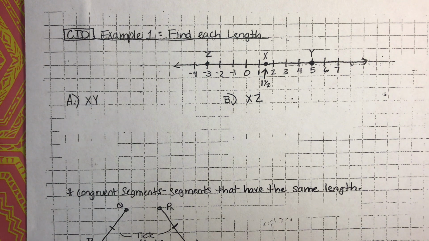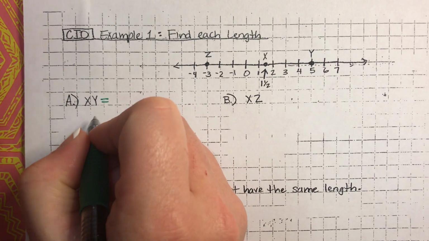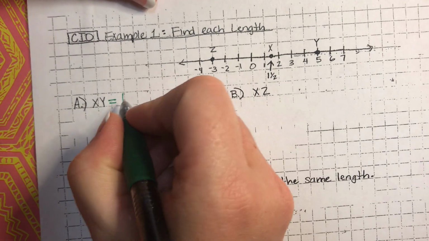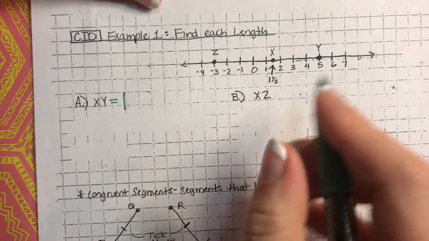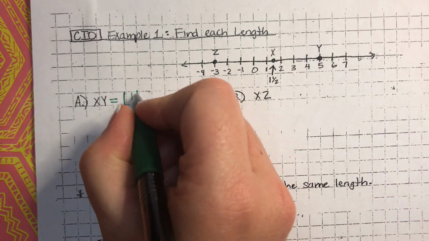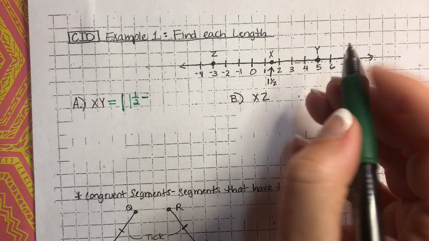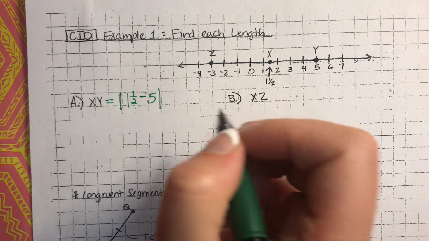All right, we're back. Let's see how you did. Okay, let's find the distance of xy. So remember, the distance of xy is the absolute value first of 1 1/2 minus y, which would be 5.